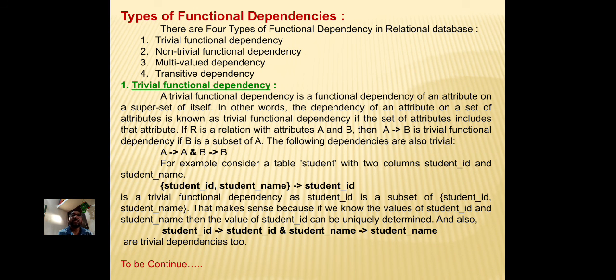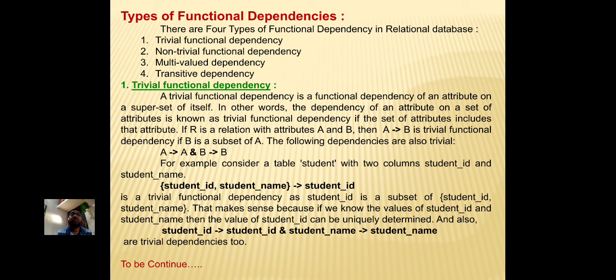Types of functional dependency. There are four types of functional dependency in a relational database. First is trivial functional dependency, second non-trivial functional dependency, third multi-valued dependency, and fourth transitive dependency. Explaining first, trivial functional dependency.